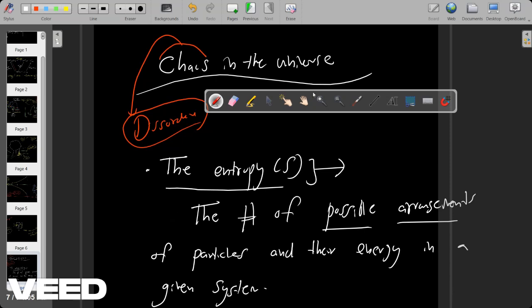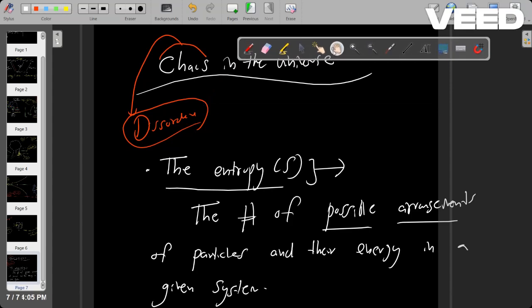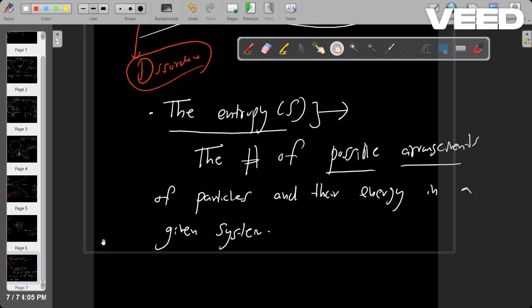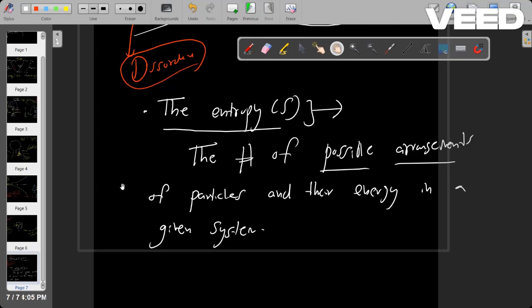Now, how do we relate this to our thing? The number of possible arrangements of particles and the energy in a given system. Now, right?